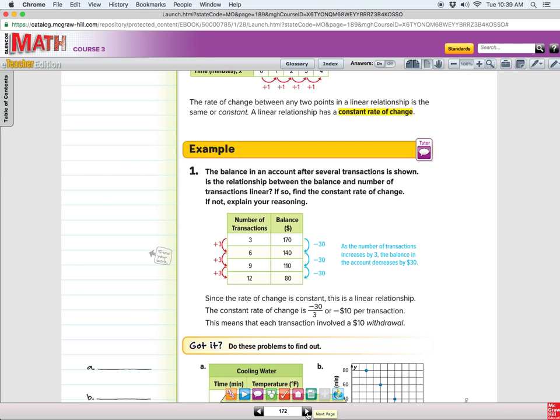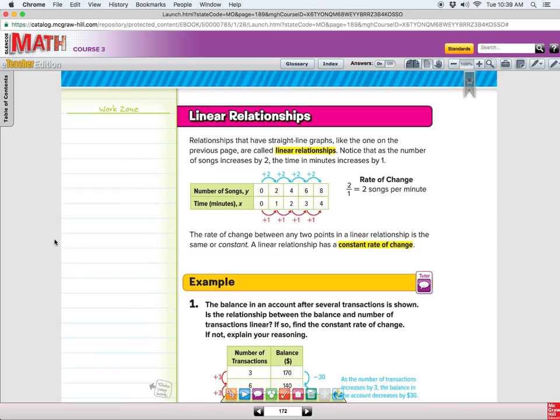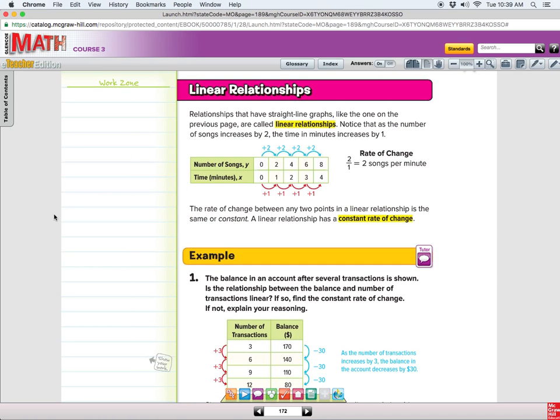172 is next page. Scroll to the top here. Linear relationships. Read through this definition. It says relationships that have straight line graphs. Go ahead and circle that one for me. Straight line graphs, like the one on the previous page, are called linear relationships. Notice that as the number of songs increases by 2, the time in minutes increases by 1.